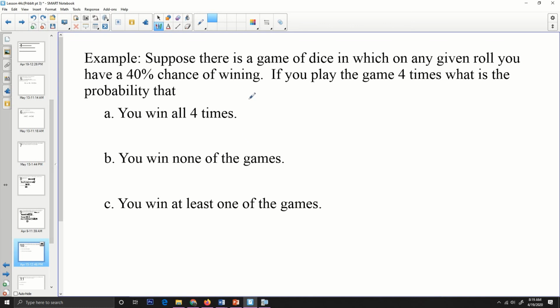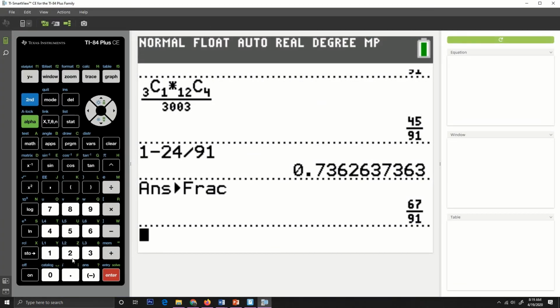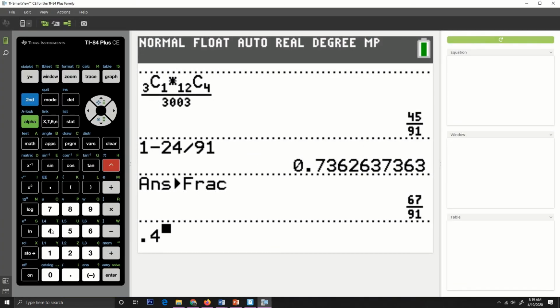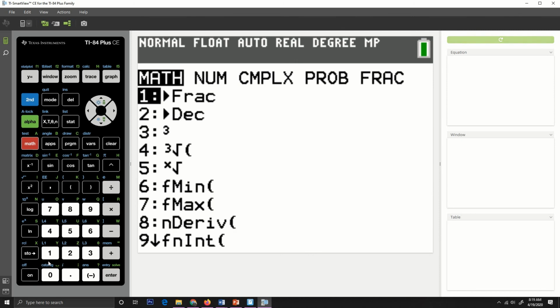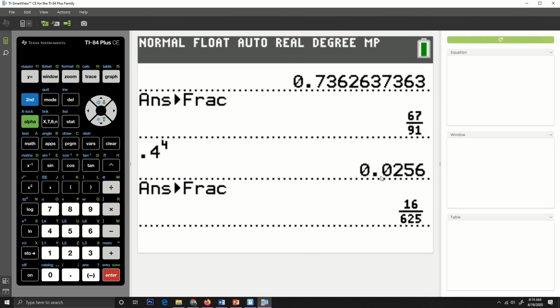Suppose there's a game of dice in which any given roll you have a 40% chance of winning. You play 4 games. What is the probability that A, you win all 4 times? Well, each one you have a 40% chance of winning. So you're going to go probability win 4. That's going to be 0.4 to the 4th. And 0.4 raised to the 4th is either 0.0265 or 16 over 625.